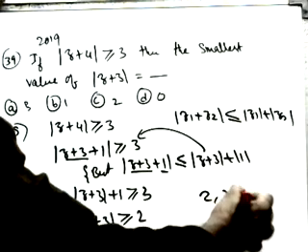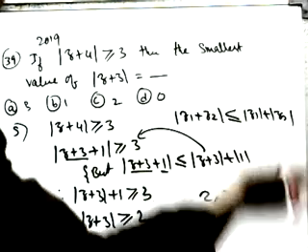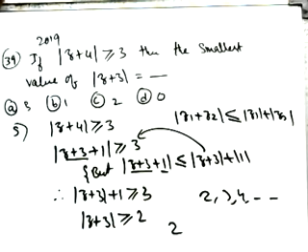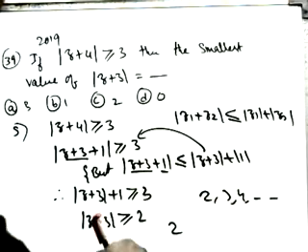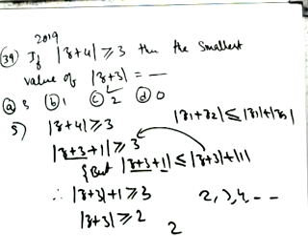This value is greater or equal to 2, meaning 2, 3, 4, any value. Greater or equal to 2 means 2 or greater than 2. So what will be the least value? The smallest value will be 2. So the least value will be 2. So this is the answer.